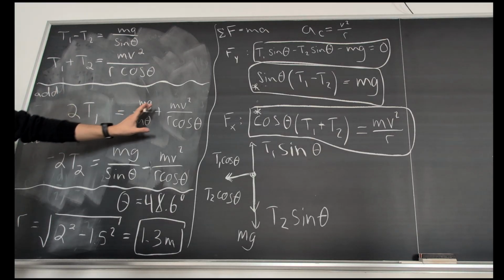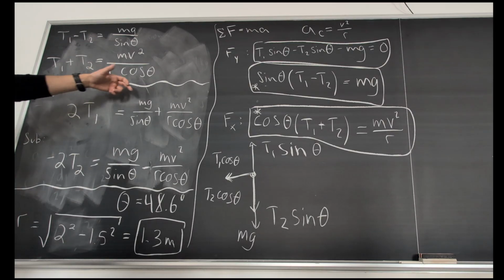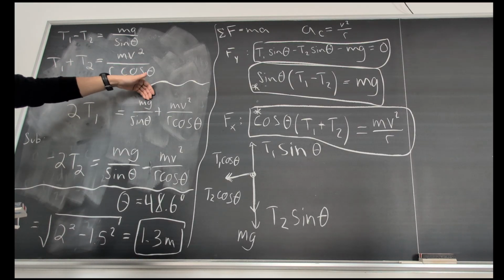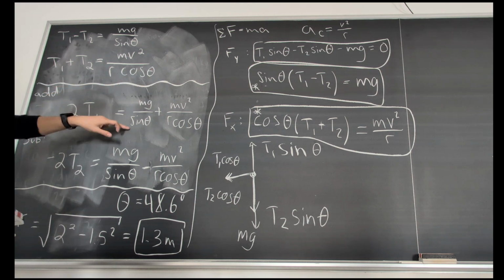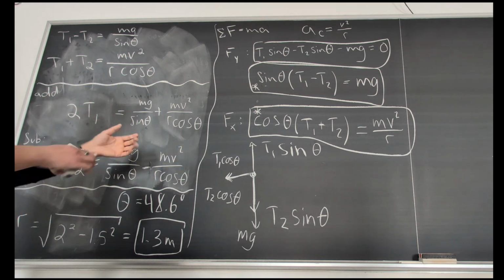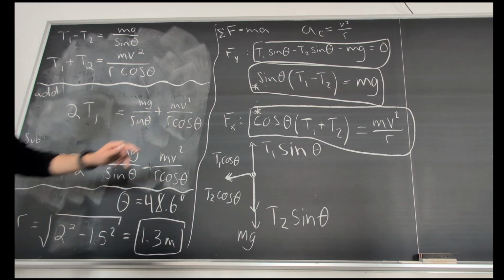If you divide both sides by 2 here, and you divide both sides by negative 2 here, you get the tension 1 and the tension 2. And then here you have the mass, right? The mass is 4 kilograms or something. You have g, you have mass, you have v squared. You can find sine of theta, just plug this theta in. This is the theta that we were talking about from the free body diagram that we drew before. We have r, 1.3 meters, and we have cosine theta.